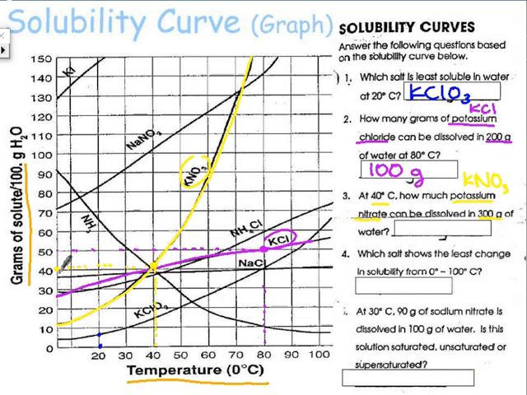So it's 40. So it says how much can be dissolved in 300 grams? Well, you have 100 grams. This is 40 can be dissolved in 100 grams. So how much can be dissolved in 300 grams? 3 times that.